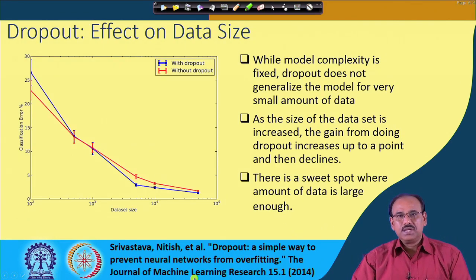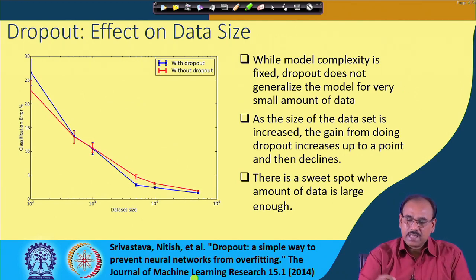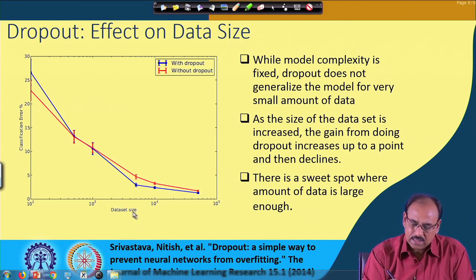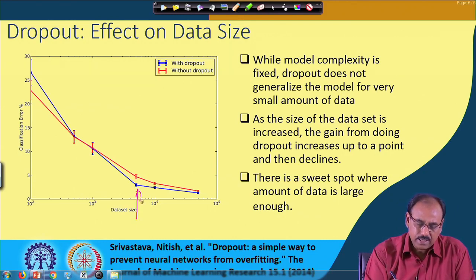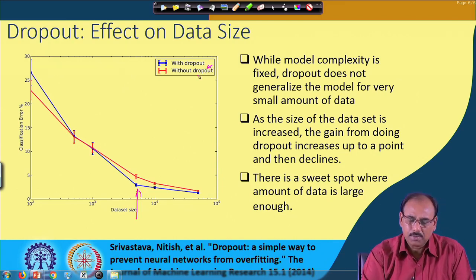And this slide again shows that dropout does not generalize the model when the data size is very, very small. So, the performance of the dropout technique improves with the data size up to a certain level. After that, as shown over here, as you increase the data set, the classification error rate goes on reducing when you have dropout in effect.